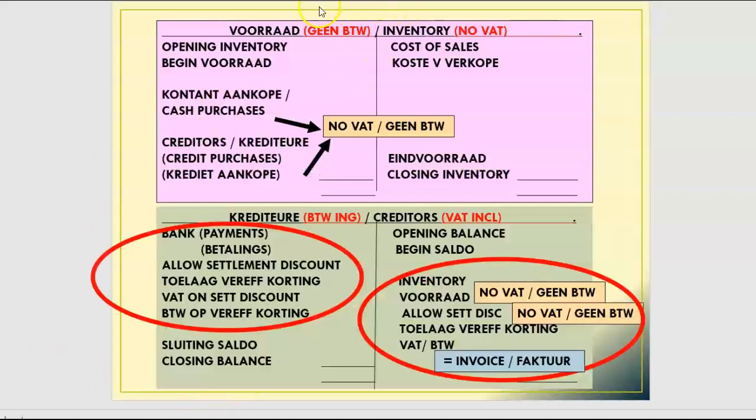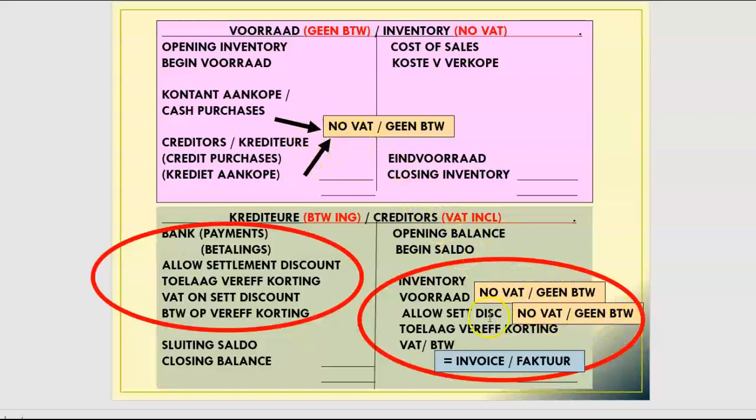Just to give you a little bit more illustration of what I mean, inventory, we say, is a no VAT item. So opening inventory won't include VAT. Cash purchases won't include VAT. Credit purchases, now that won't include VAT, but there's your direct link with your creditors account. Is it going to be the same amount? No, it's not. It is only the VAT exclusive amount after the allowance for settlement discount has been deducted. So that will only be the 97% of the VAT exclusive amount, which is going to end up there.